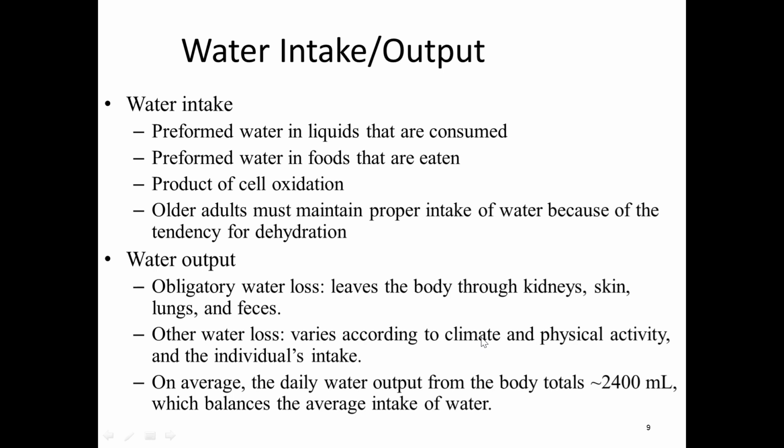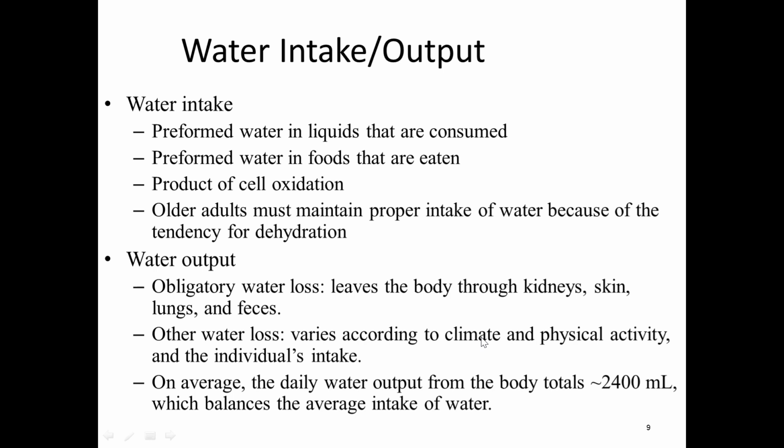Older adults must maintain proper intake of water because of the tendency for dehydration. If adults do not take in water in the proper amount, then dehydration will occur in them. Water output: obligatory water loss leaves the body through the kidney, skin, lungs and feces. How will the water be removed from the body?